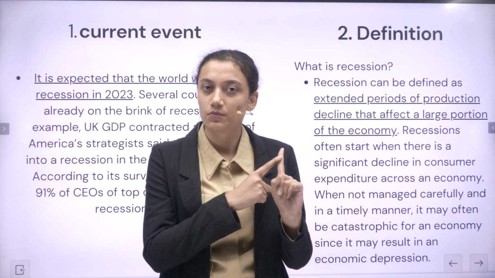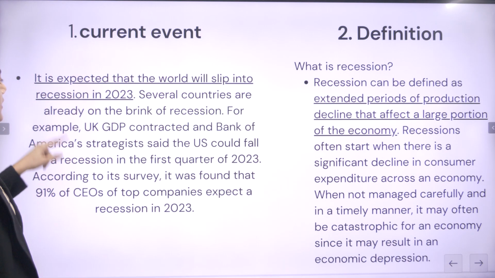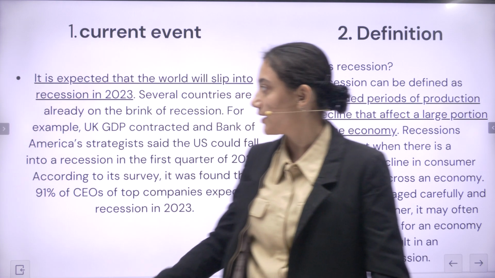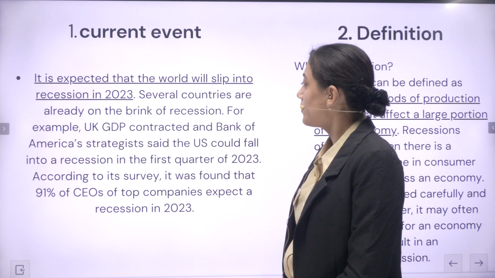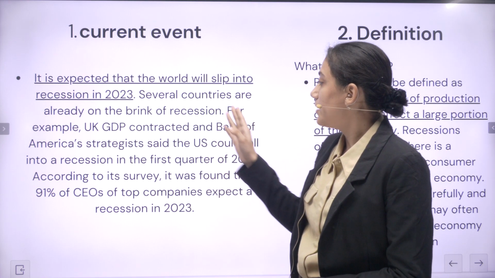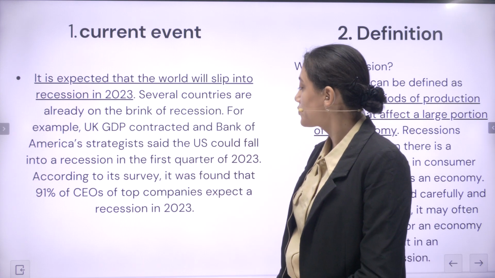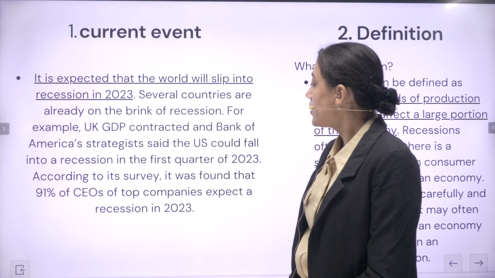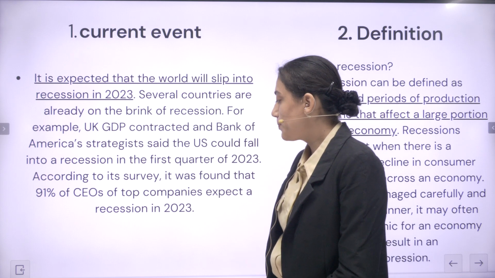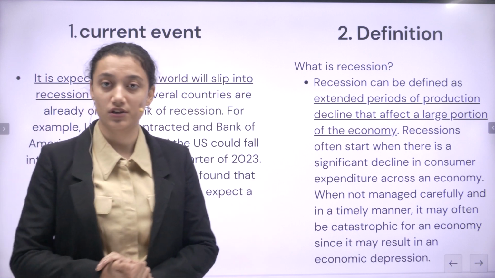So top of the head, which countries are currently being affected by this? UK, USA, pretty huge developed countries. Let's read the current event. It is expected that the world will slip into recession in 2023, that is this year. Several countries are already on the brink of recession, for example UK and USA. UK's GDP contracted and Bank of America strategists said that the US could fall into a recession in the first quarter of 2023. According to its survey, 91% of CEOs of top companies expect recession in 2023, that is this year.